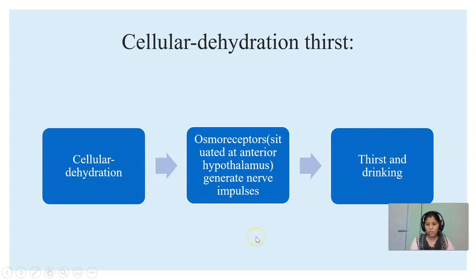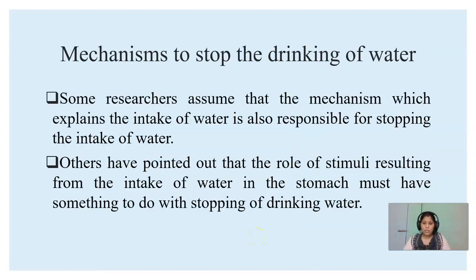Now the next question is, what is the physiological mechanism which helps us know that we need to stop drinking water? According to researchers, the mechanism which I explained in the previous slide, that helps us know when we need water, is actually responsible for stopping the intake of water. Also, there is another theory which says that when we don't need water, the stomach sends a signal to the brain, and we know that we need to stop drinking water.